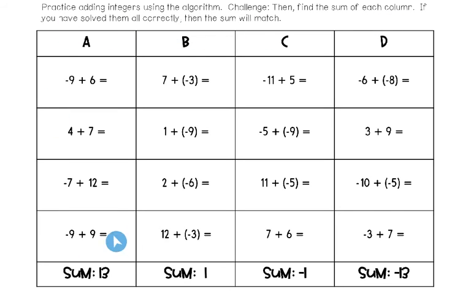If you've solved them all correctly, then the sum will match. A column means it's going down. I'm going to do all of column A for you, and then you're going to do B, C, and D on your own, and we're going to check it when we have class. So let's just look at column A.